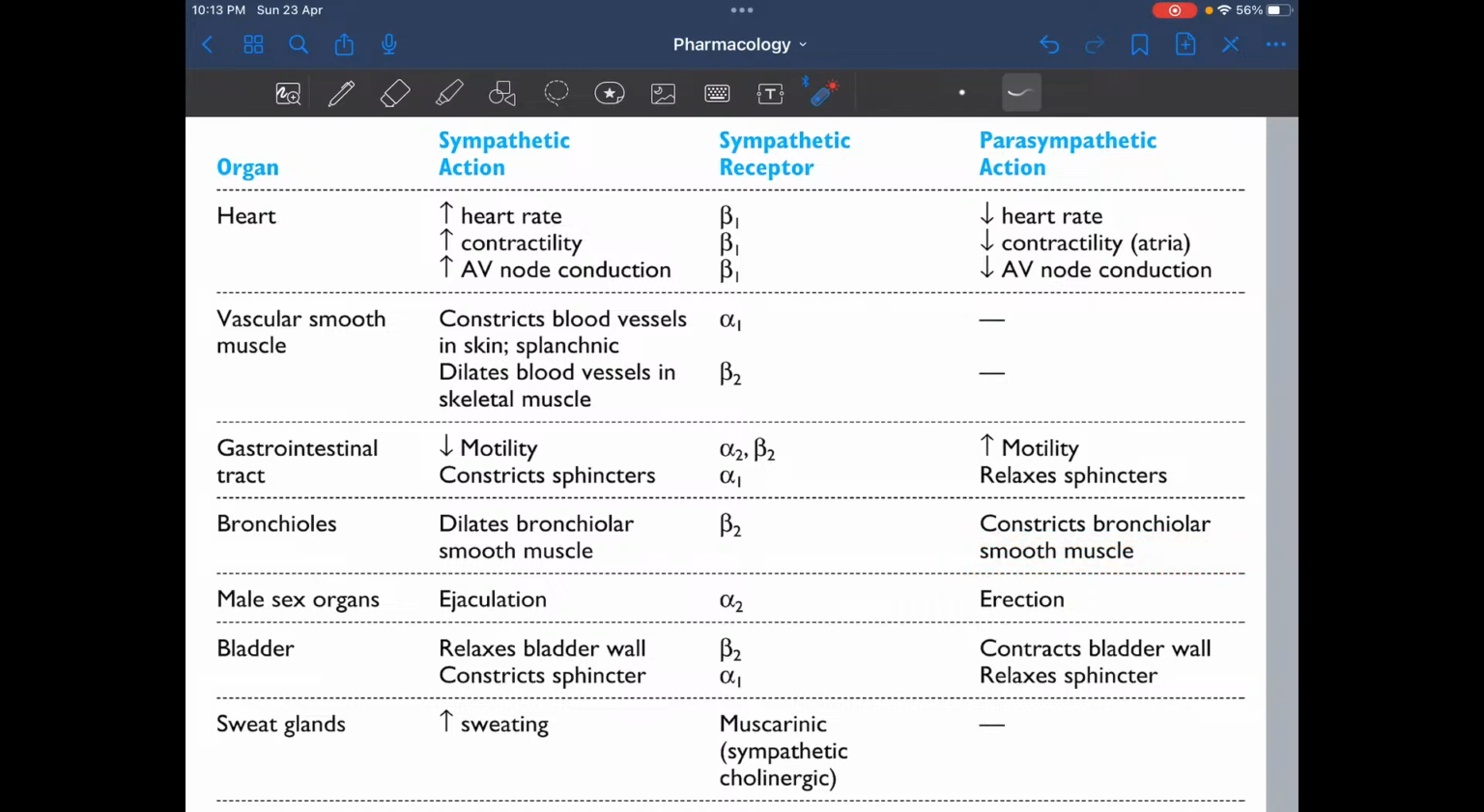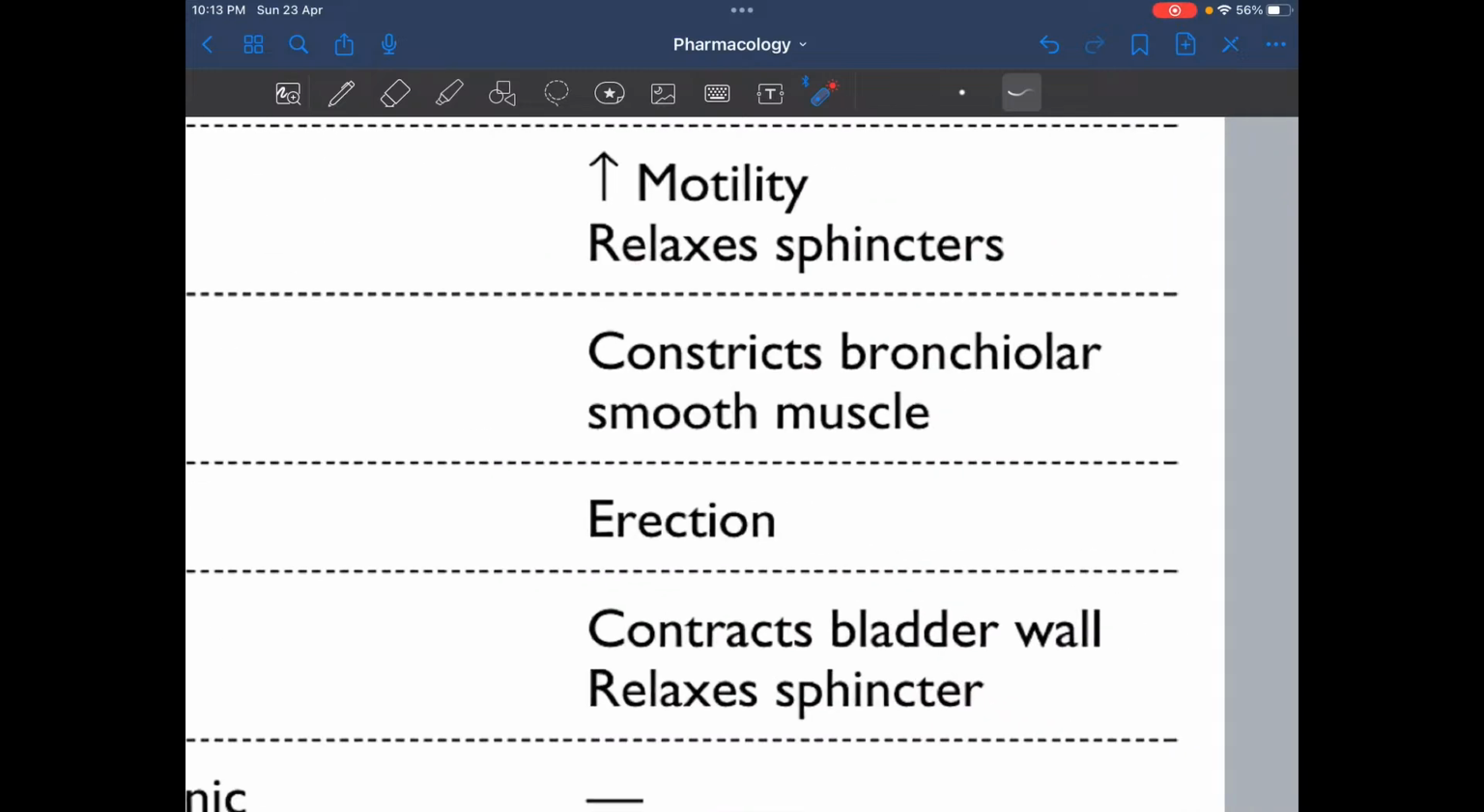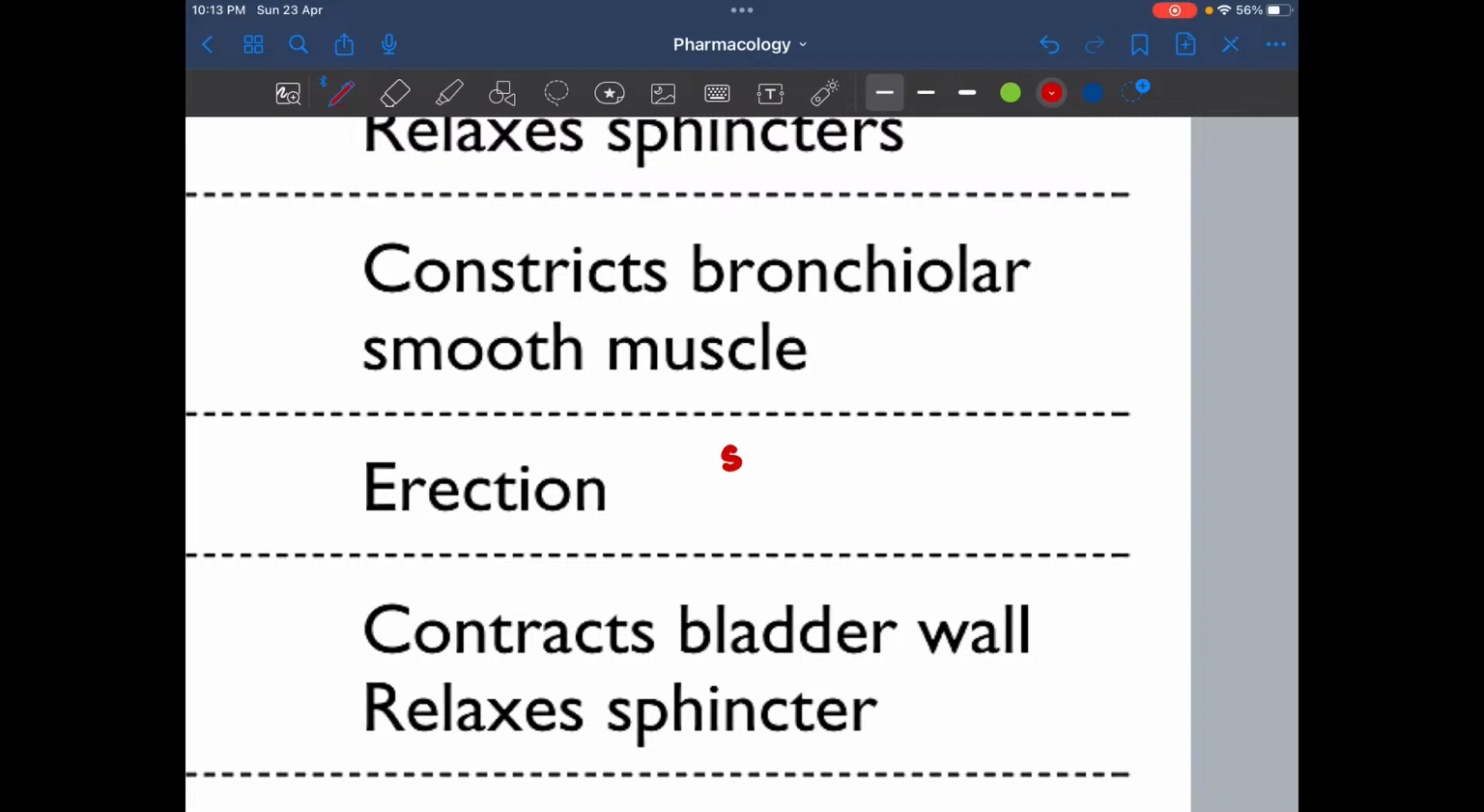Okay. What about, this is important again, the male sex organs: ejaculation is mainly mediated by a sympathetic action, whereas erection is mainly mediated by a parasympathetic action. Erection in this case is mainly via the S2 to S4 pelvic splanchnic nerves, nervi erigentes, I would say. And these fibers may release acetylcholine, and that can lead to vasodilation.